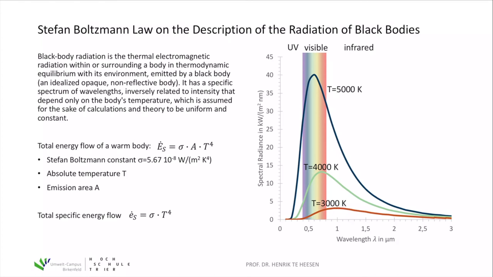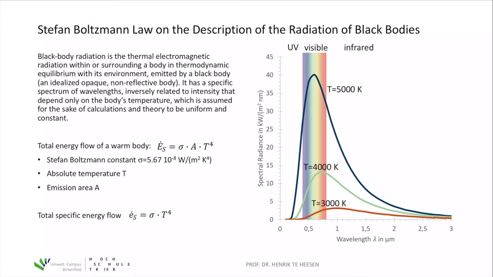You can use the Stefan-Boltzmann law to derive the total energy flow of a warm black body. So you see this equation: the energy flow, which of course is a power, is the Stefan-Boltzmann constant, 5.67 times 10 to the minus 8 watts per square meter and Kelvin to the fourth, then the absolute temperature given in Kelvin, of course, to the fourth, and you need the emission area of the body. So what is the area of this black body?